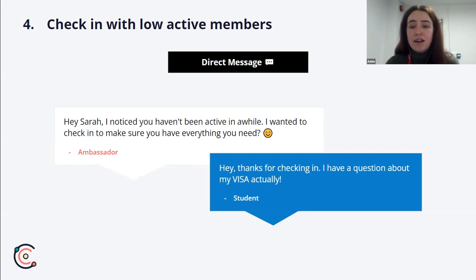But then some ambassadors will just have particular groups that they would be better suited to. But definitely quality over quantity. I think a big question we get asked a lot is what's the best number of ambassadors to have? And you could have 15 and only 5 of them are really, really good. And that's okay.